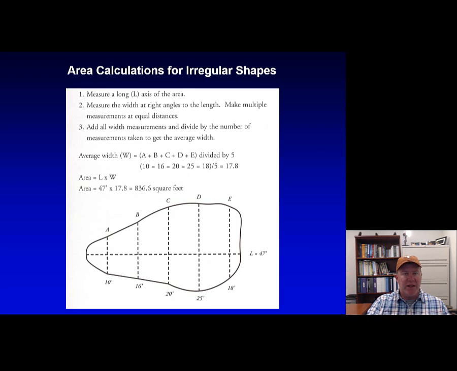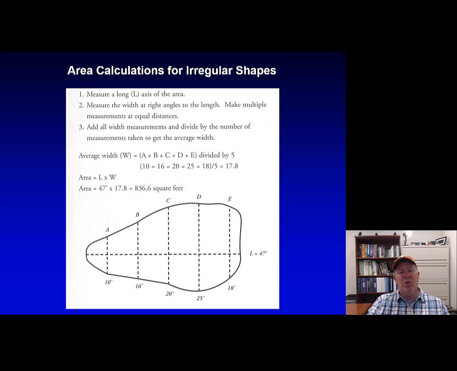take the distance for the width of the putting green. Measure the width at right angles to length, make multiple measurements at equal distances. Whatever that distance is, it doesn't really say, so you could set that standard yourself. Then line A is 10 feet, line B is 16, line C is 20, line D is 25, and E is 18 feet.